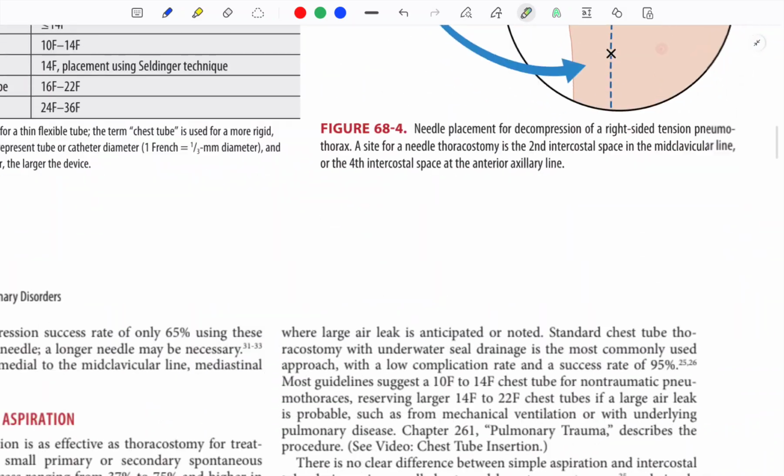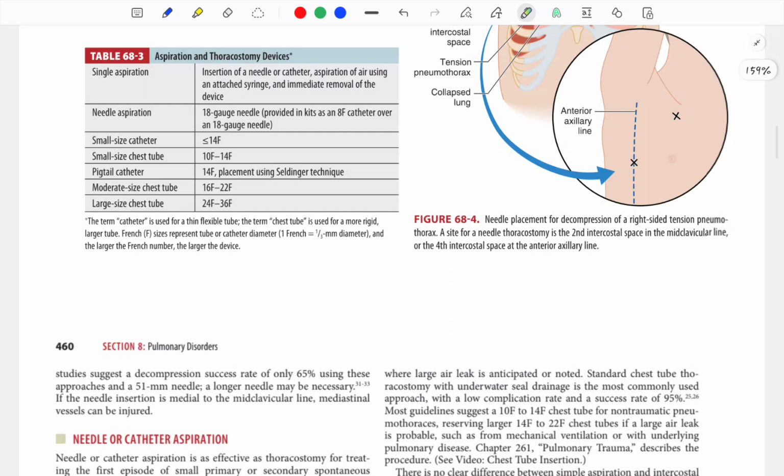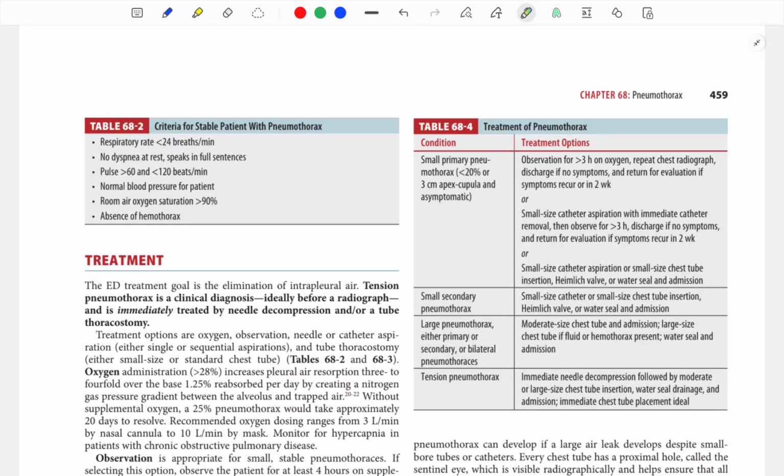What is the treatment of pneumothorax? If it is a small primary pneumothorax, observe for 3 hours, repeat chest x-ray. If there is no symptom and the pneumothorax does not increase in size, return for evaluation. You can insert a small size catheter and aspirate, followed by immediate catheter removal, then observe for more than 3 hours. Discharge if no symptoms occur, or a small size catheter aspiration or small size chest tube can be inserted.